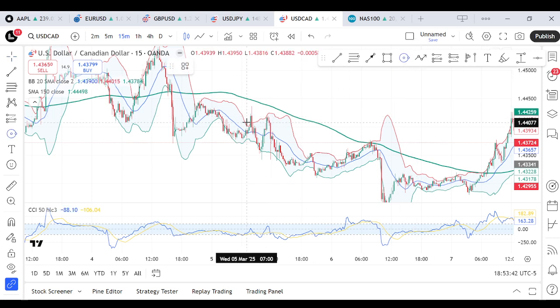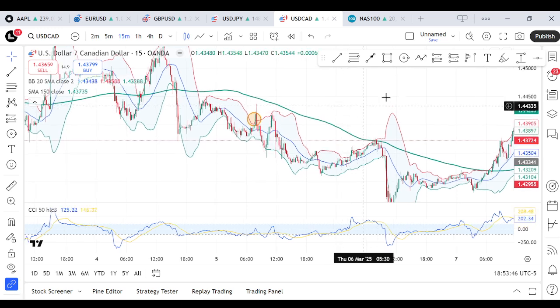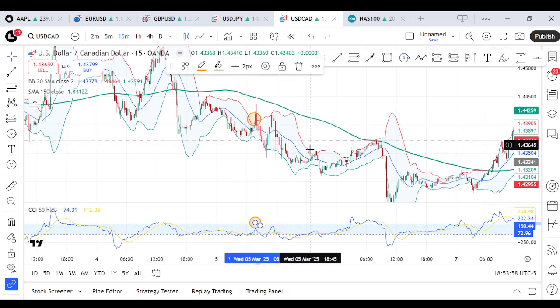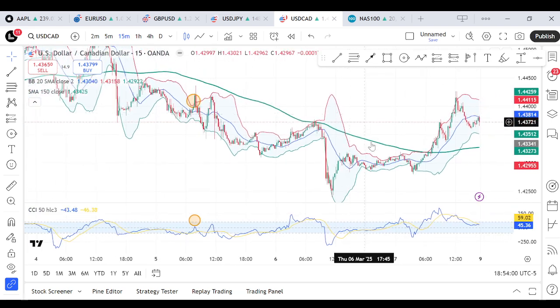You can see here price is closing above the Bollinger Bands, and we are supposed to see an overbought condition at the same time, but the CCI does not give us that confirmation, so we can't take a sell trade at this point. You can see the volatility here is kind of crazy. So let's keep looking, and here we can see one.